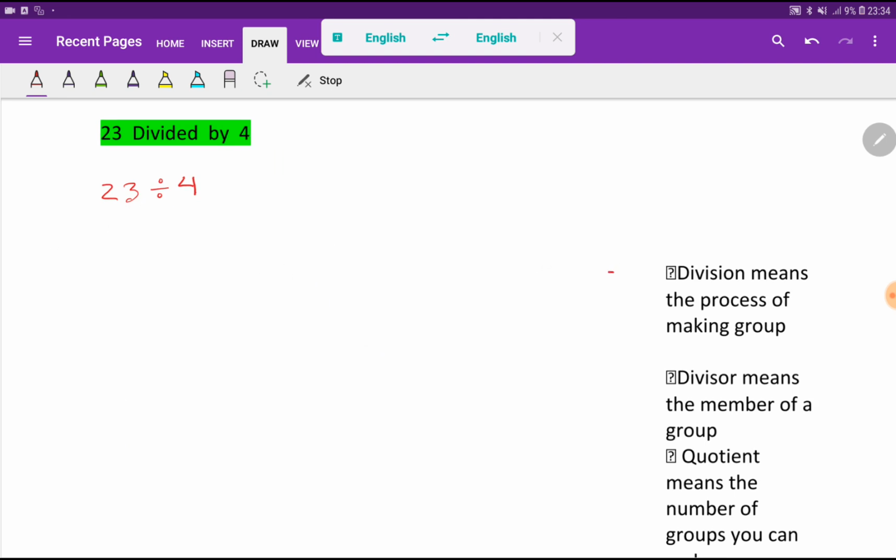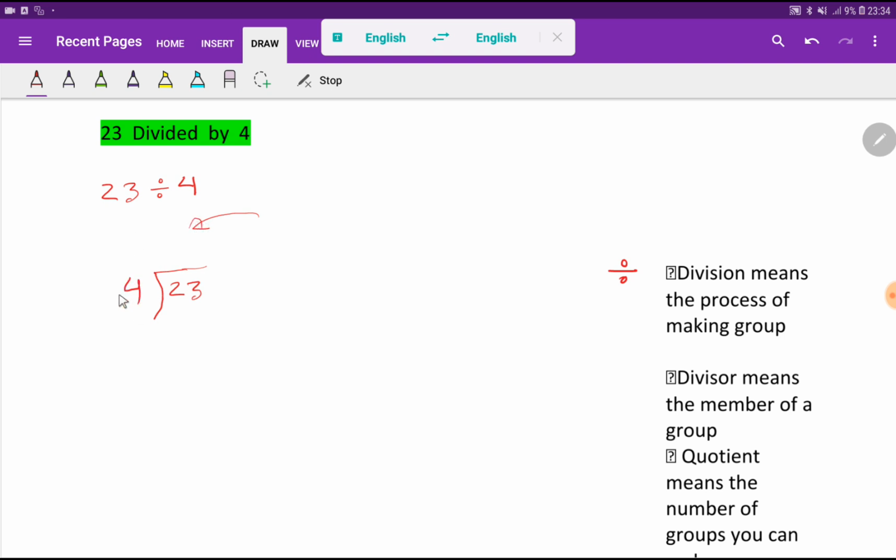Look at here. Division means the process of making groups, right? This division means the process of making groups. Okay, in here, look at here. Here 23 is the dividend and 4 is the divisor, right? And here we'll write the quotient.